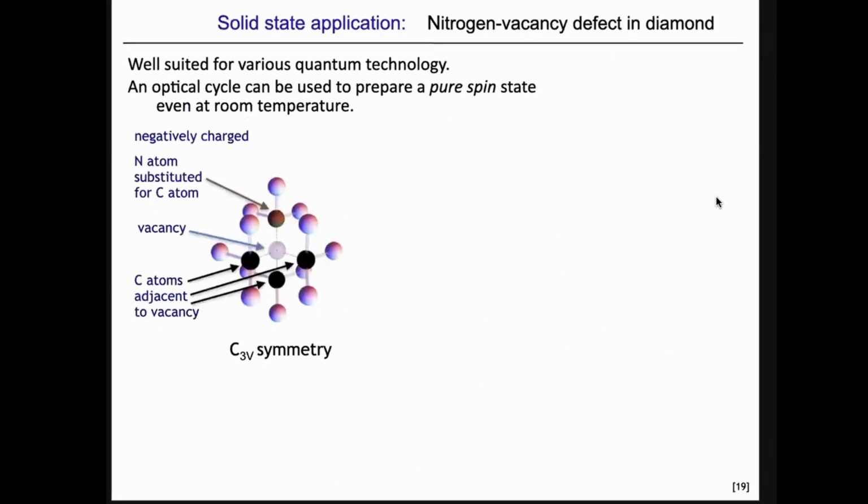Let's get to an interesting application. So this is the nitrogen vacancy defect in diamond. You take out one of the carbon atoms, you put in a nitrogen atom here instead, and then there's a vacancy right next to it. And it's actually negatively charged, so we have now 4 electrons here that are in the gap, forming states within the gap.